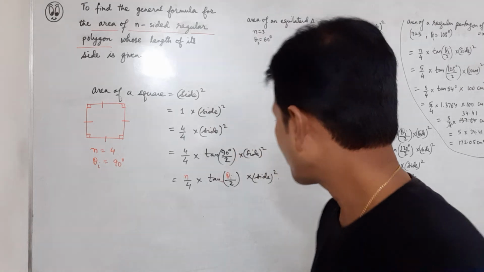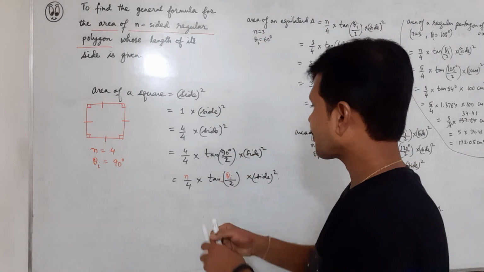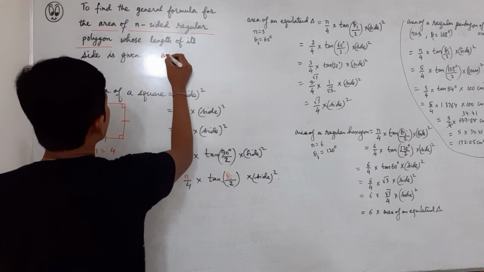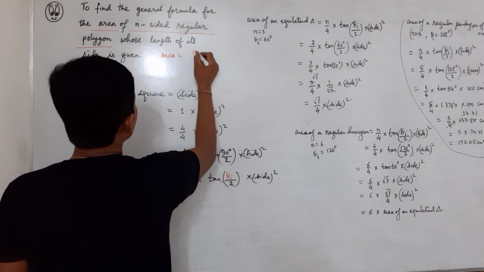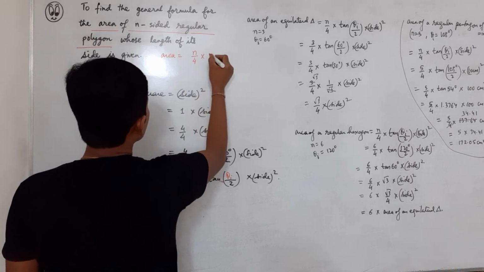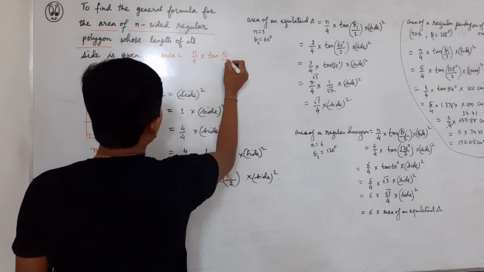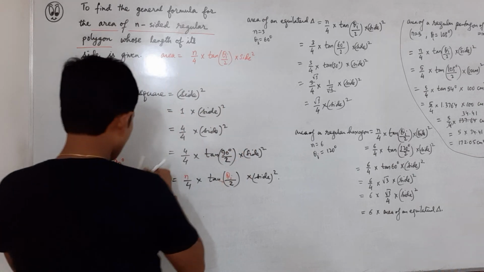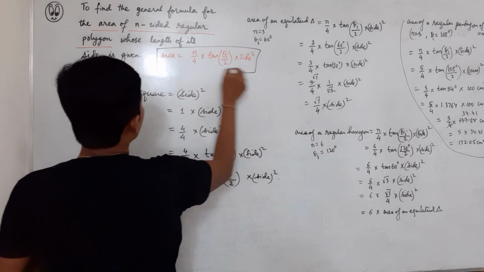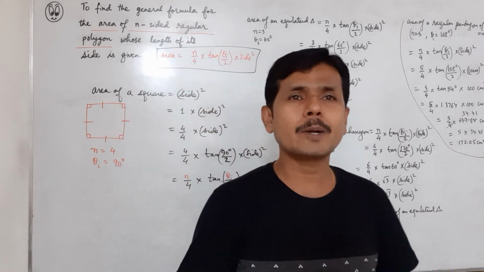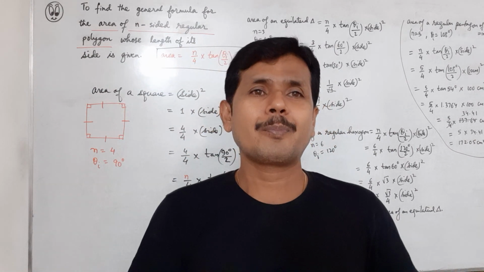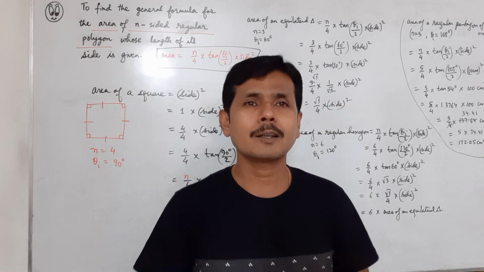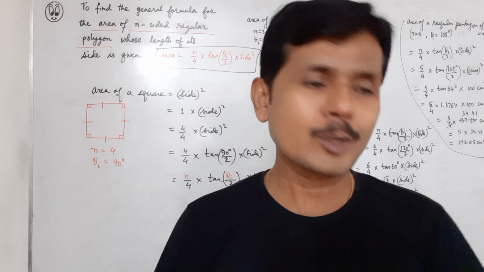So the formula is over here. I'm just writing it in the center. The formula is: area equal to number of sides divided by 4 into tan of half of the interior angle into side square. I hope everybody has picked up the lecture that I have shared with you all and will apply it in future.